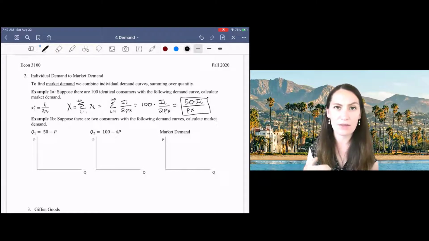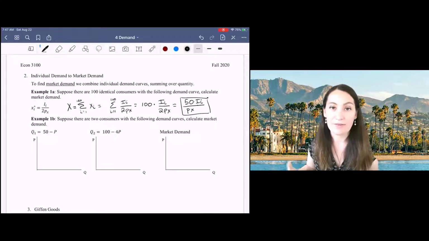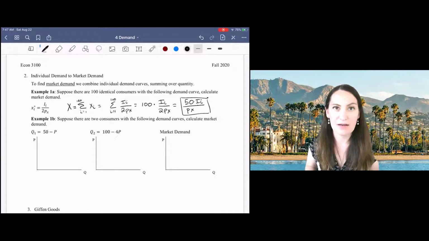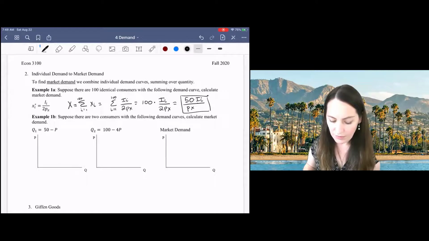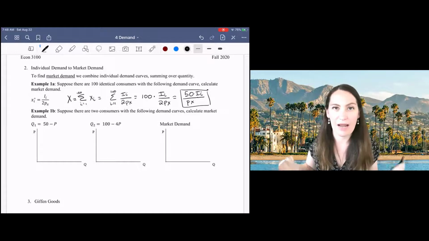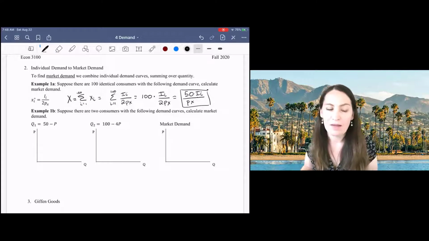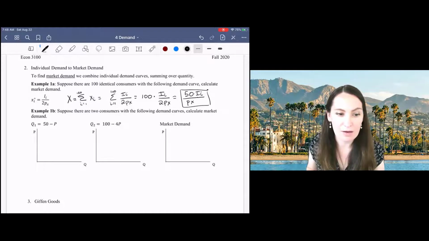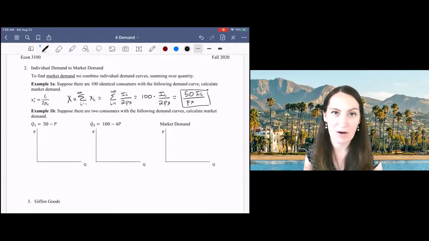Let's do another example where we have people with different individual demand equations. So here we'll just look at 2 consumers, each with a different demand equation. And I've used linear equations here because otherwise it gets very, very complicated. So in this kind of a situation, we would always use a linear demand curve. So what's happening here, I've got person 1 and person 2, and then I want to add up their demand to get market demand.